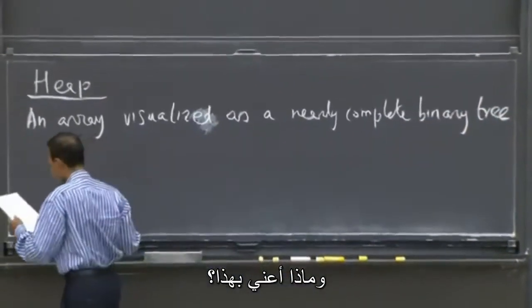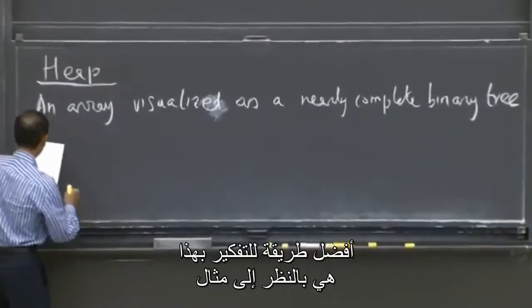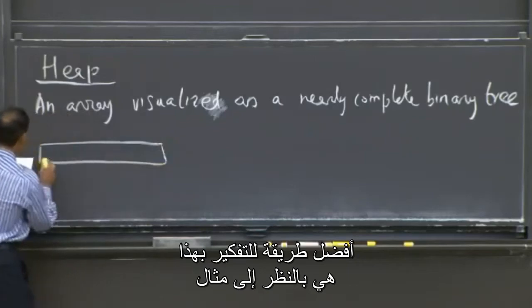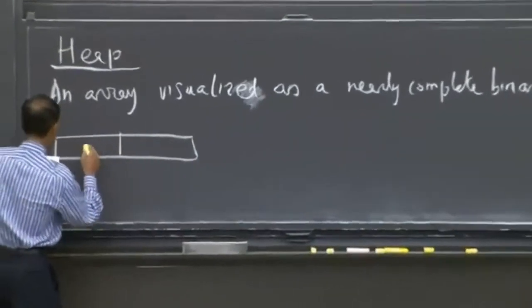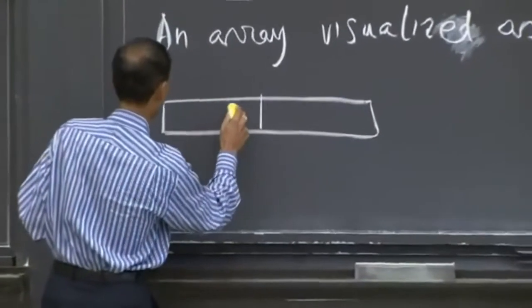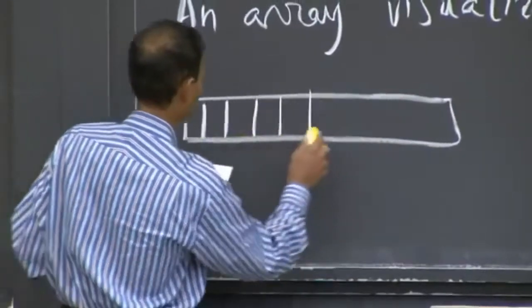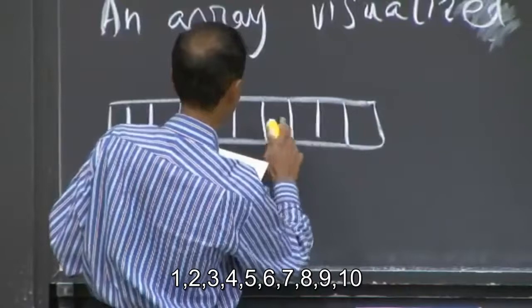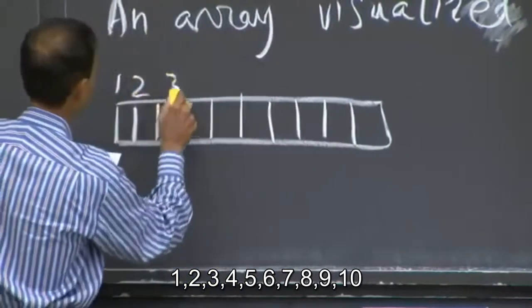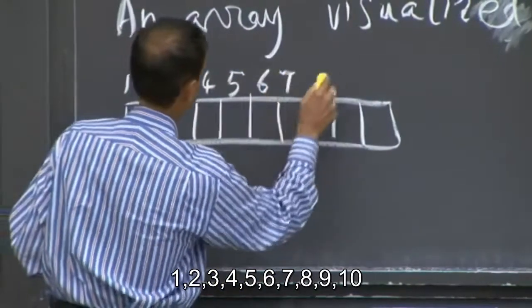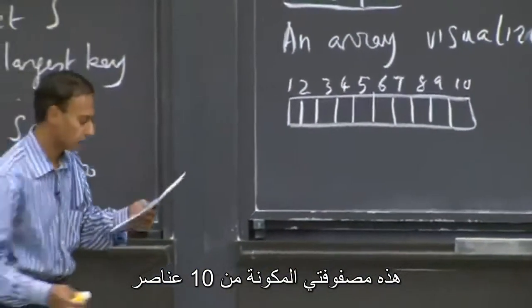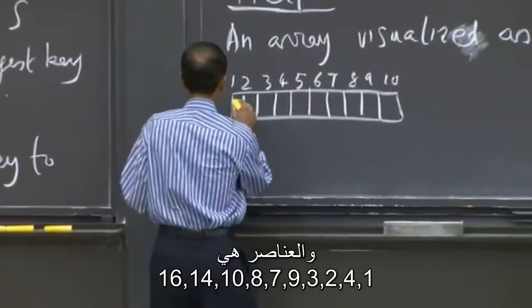And so what does that mean exactly? Well, the best way to understand that is by looking at an example. We've got 10 here, so 1, 2, 3, 4, 5, 6, 7, 8, 9, 10.